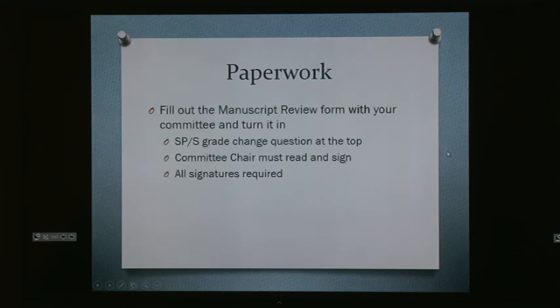Okay, the next thing is fill out the manuscript review form. That's the second page in your packet. And I say fill it out with your committee because there's a few things on here that will hold you up or hold me up from starting my review if it's not filled out, and that just delays things. So if you have a chance to fill this out with your committee chair and make sure he or she gets everything marked, then that will be helpful.